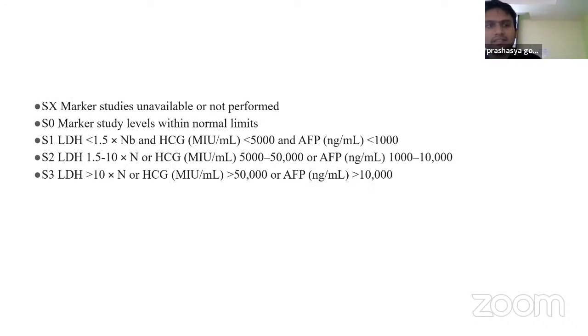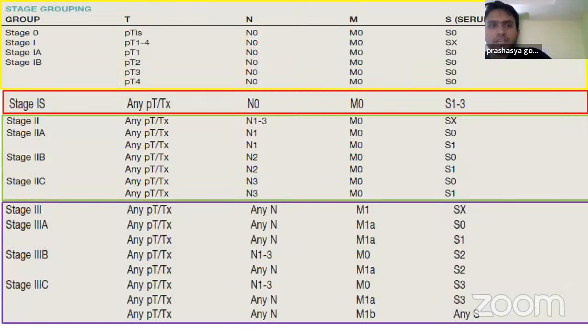Serum tumor markers: CA testis is characterized by serum tumor markers, which are used in its staging. S1 is when LDH levels are less than 1.5 times the normal limit, HCG levels are less than 5,000, and AFP levels are less than 1,000. S2 is when LDH levels are between 1.5 to 10 times the normal limit, HCG levels are between 5,000 to 50,000, and AFP levels are between 1,000 to 10,000. And S3 is when LDH is greater than 10 times the normal, HCG is greater than 50,000, and AFP levels are greater than 10,000.